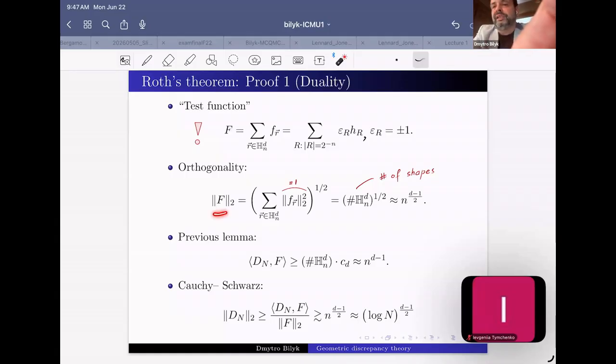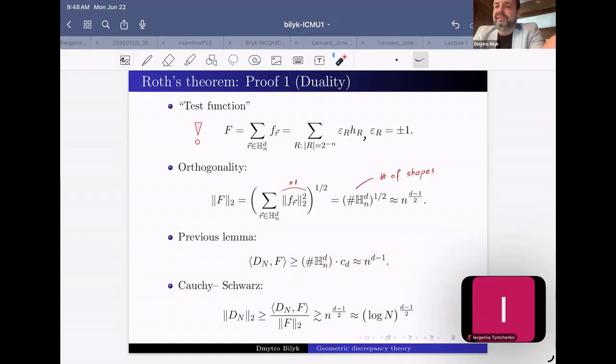So first of all, what's the L2 norm of this test function, capital F? Well, all of these things have norm 1, and all of them are orthogonal. So basically, you just need to compute the number of shapes, to the power 1/2. So it's little n to the d minus 1 over 2. Remember, this was n to the d minus 1, roughly. Then from the previous lemma, again, we can compute the inner product, the projection of D_N onto F. Each term here will contribute some constant, and we just need to count how many terms we have, and that's n to the power d minus 1.